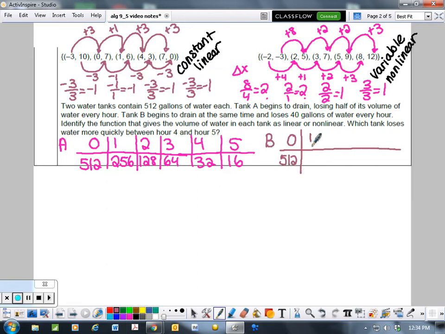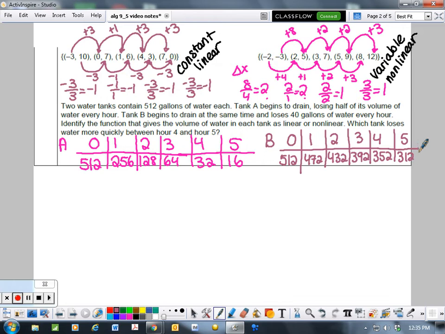And then after 1 hour, I'm going to lose 40. So 472. And then I lose 40. So 432, and then I lose 40, 392, and I lose 40, 352, then I lose 40, 312.